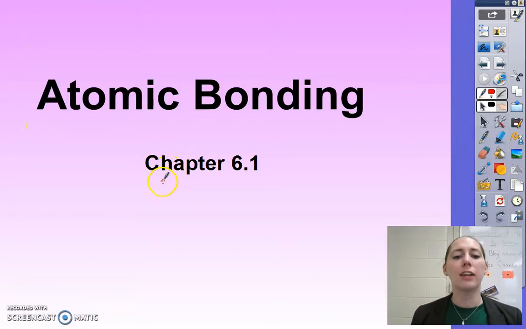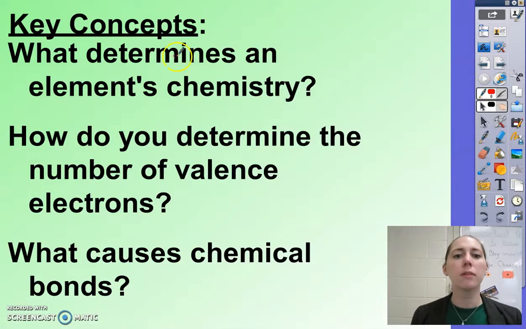Atomic bonding correlates with chapter 6.1 in your textbook. Your key concepts for this video are: what determines an element's chemistry? How do you determine the number of valence electrons? And what causes chemical bonds?